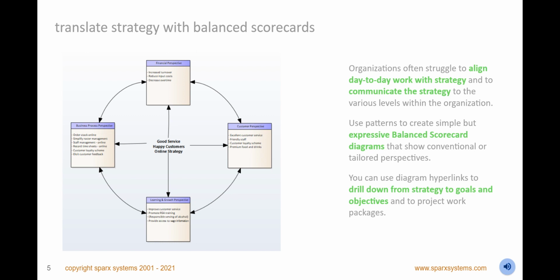Create the diagrams yourself or generate them from a model wizard pattern, and add organization-specific details for each perspective, including descriptions. Use hyperlinks to drill down to goals, objectives, requirements, user stories, use cases, and other initiative-level artifacts, ensuring you can trace from projects back to strategy.